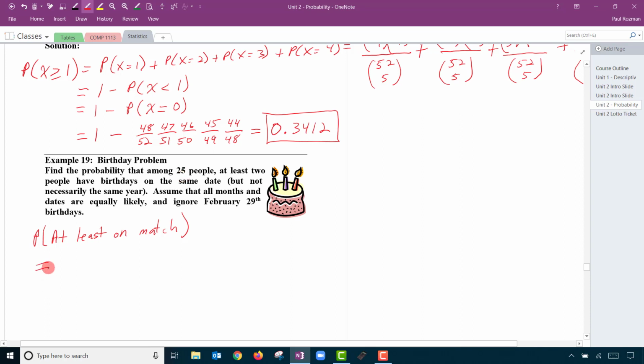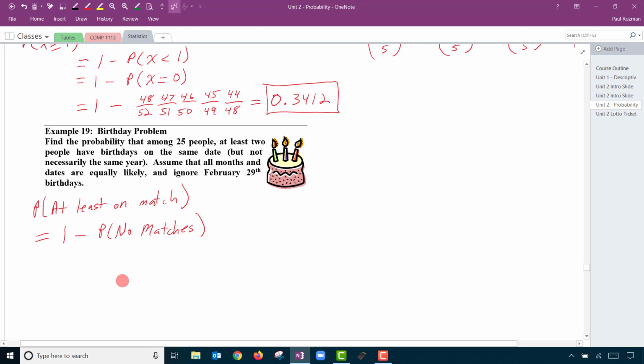But attacking this problem with the complement is much easier because the opposite of at least one match is no matches. Meaning everyone in the class has a unique birthday from anyone else in the class. We'll make the assumption here that we ignore leap year, and we obviously don't care about year, just birthday. To solve this, I just need to have 25 people with a different birthday.